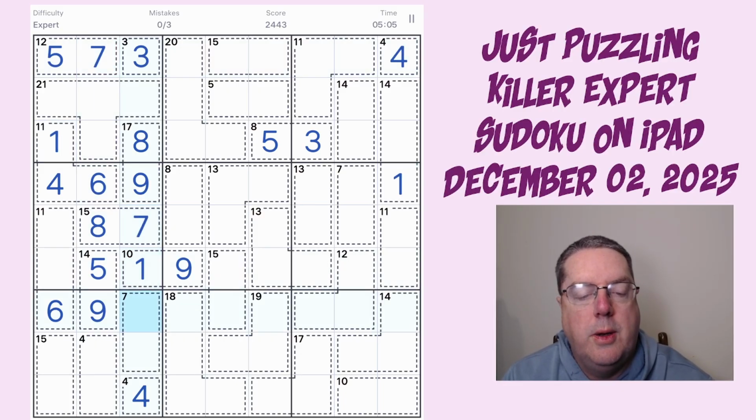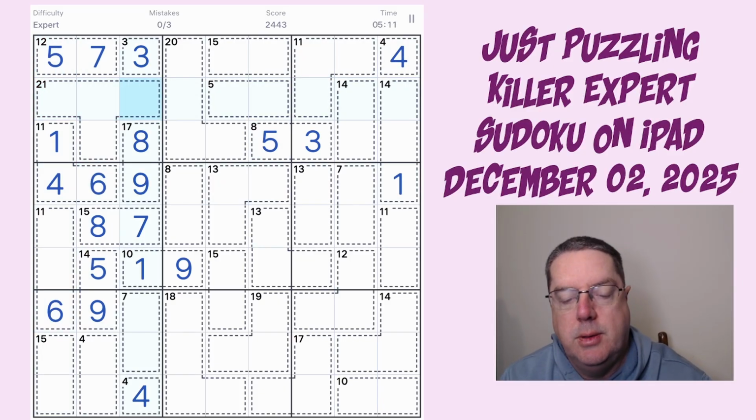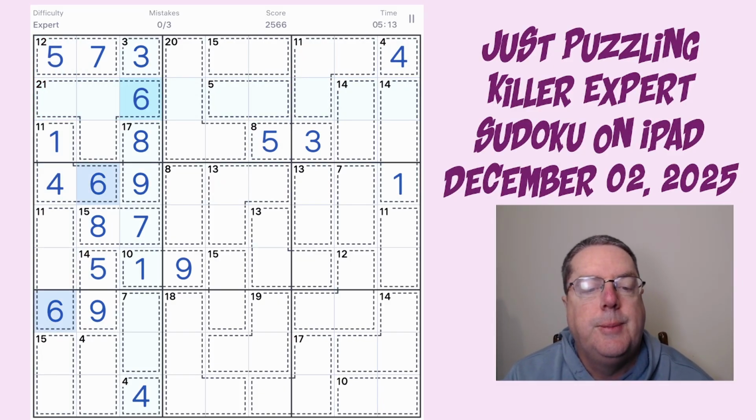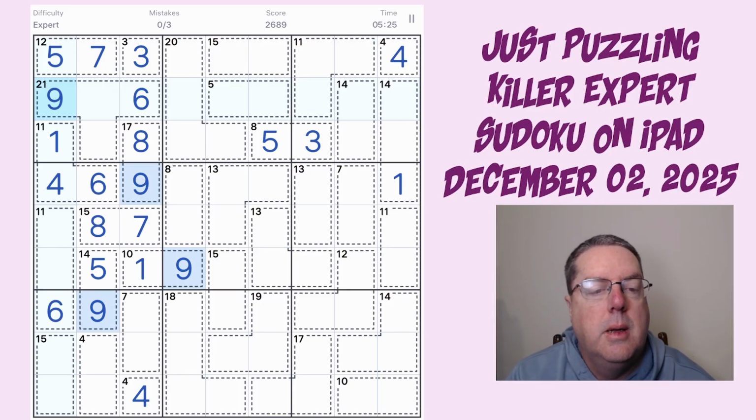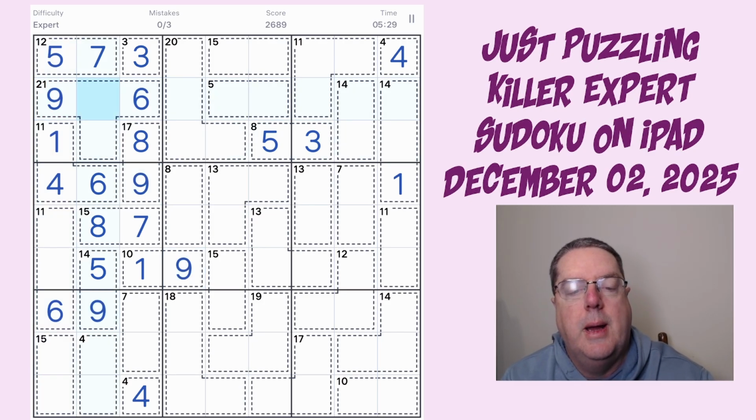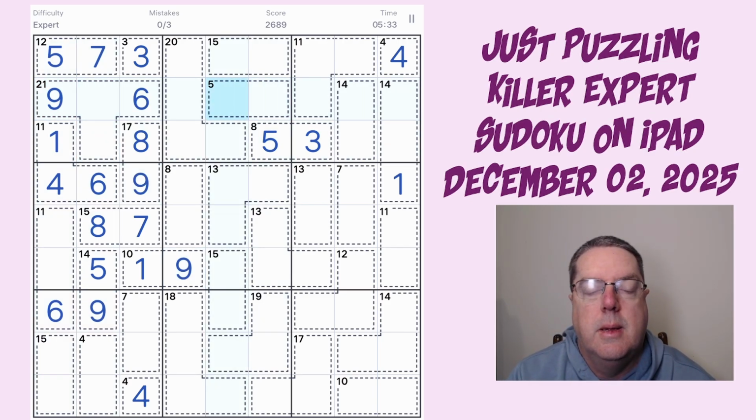So 1, 2, 3, 4, 5, 6 is there. 6 comes up here, 6 comes up here, so that's a 6 there. 2 and 3. So 1, 2, 3, 4, 5, 6, 7, 8. So that's a 9 there. And so that leaves me 2 and 4 here somehow, which is going to be sorted out by that number there. 8, 6.